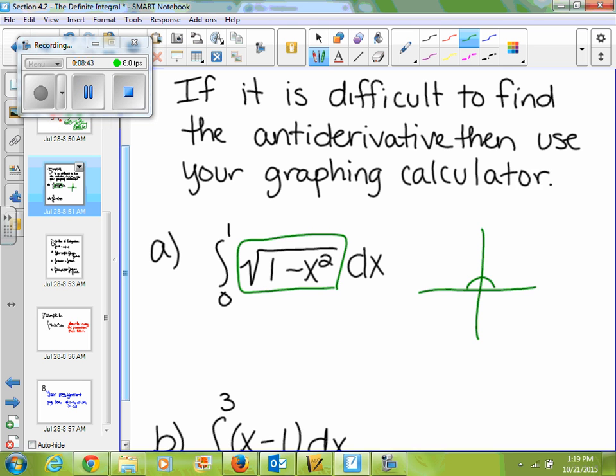Once you're there, I want you to go to second calc, where it pulls up all the different calculation things you can do. And number 7 is the integral of f of x dx. So that's what you want to select, number 7.